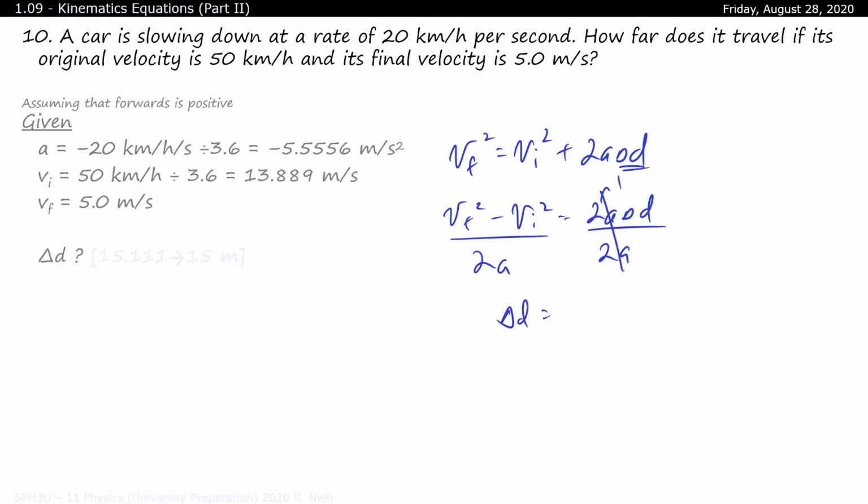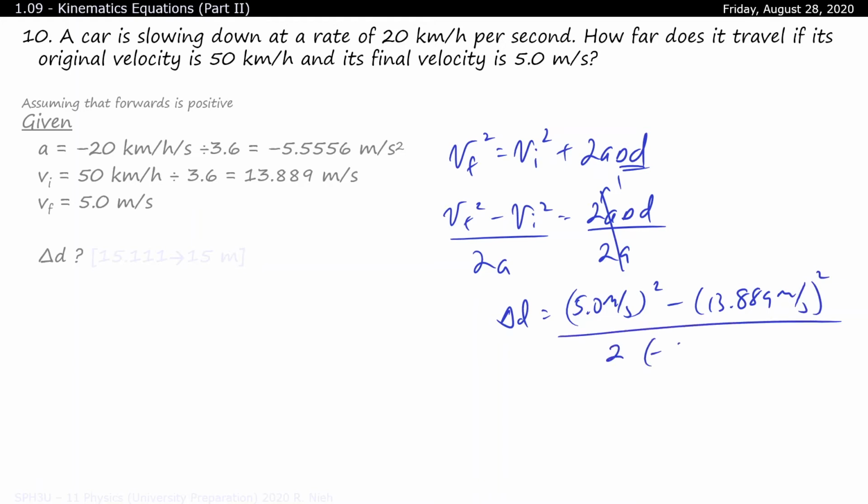Delta d is equal to Vf of 5.0 meters per second squared minus 13.889 meters per second squared, all divided by 2, negative 5.5556 meters per second squared. Of course, this is a bit overkill with the number of significant digits that we include, because we know that our final answer is going to be 2 sig fig. We'll stick with this for now, but you can try it out later on that even if you delete most of these, as long as you carry at least one extra significant figure compared to your final answer, you'll still get to the right answer.